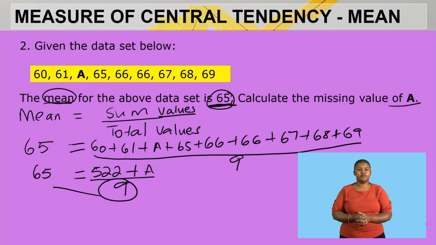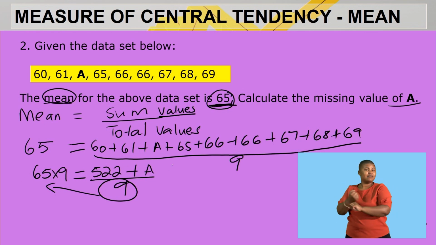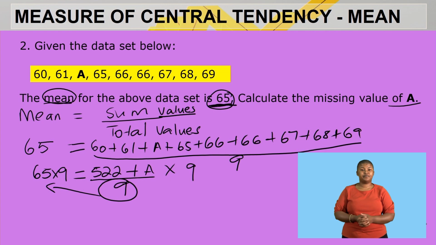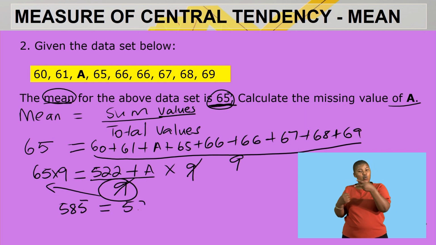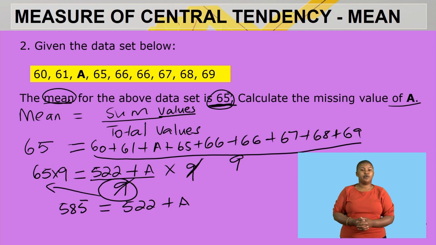I'm going to multiply with this 9 on both sides. So I'm going to say multiply by 9, multiply by 9, so that it satisfies my rule of saying what you do on the right, you also do on the left, so that this denominator 9 will fall off and I'm left with 65 multiplied by 9. It gives me 585 equals 522 plus A. This is what is left on my right hand side because 9 will fall off.